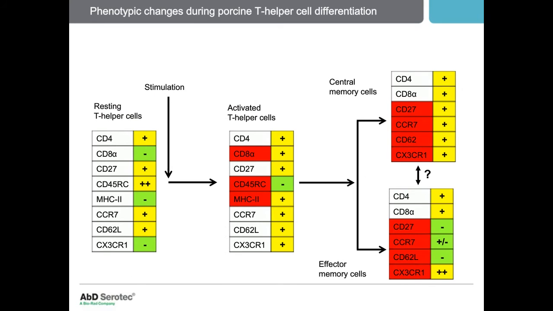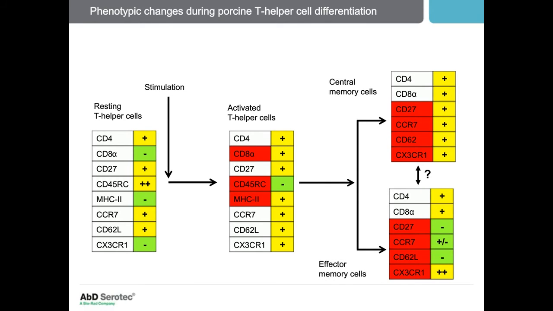This data now confirms our hypothesis. We have central memory cells showing CD27 expression, CCR7, as well as CD62L expression and CX3CR1 expression. And on the other hand, we have effector memory cells which downregulated CD27, show an intermediate CCR7 expression, downregulated CD62L, and upregulated CX3CR1.